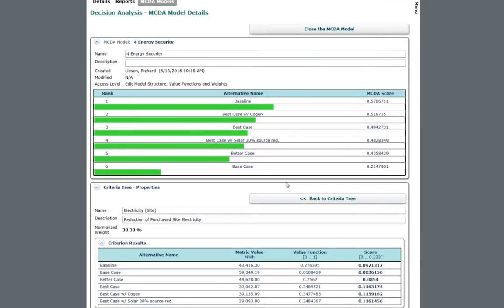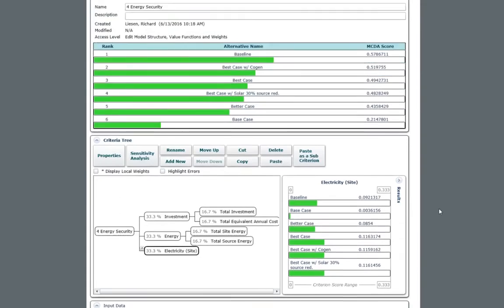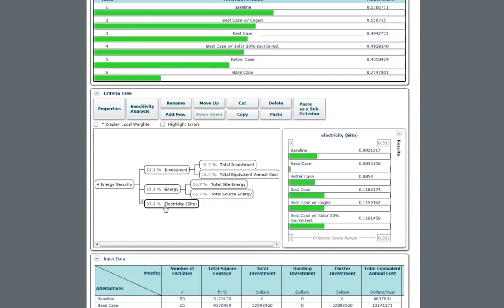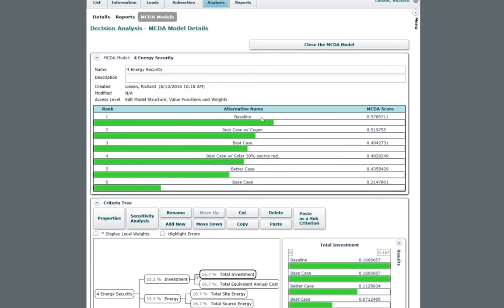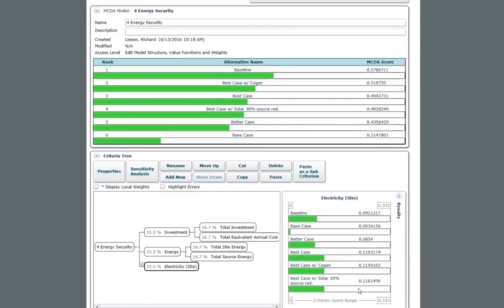Okay, so go back to our criteria tree, and now this once again shows our score for each one of these individually. And all we want to do right now is just look at how it all ranked out. So when we look at all of this taken together, investment split between investment and total equivalent, energy between site and source, and electricity site, trying to minimize our purchased electricity on site. And notice the best score, of course, is that base case with solar, right?